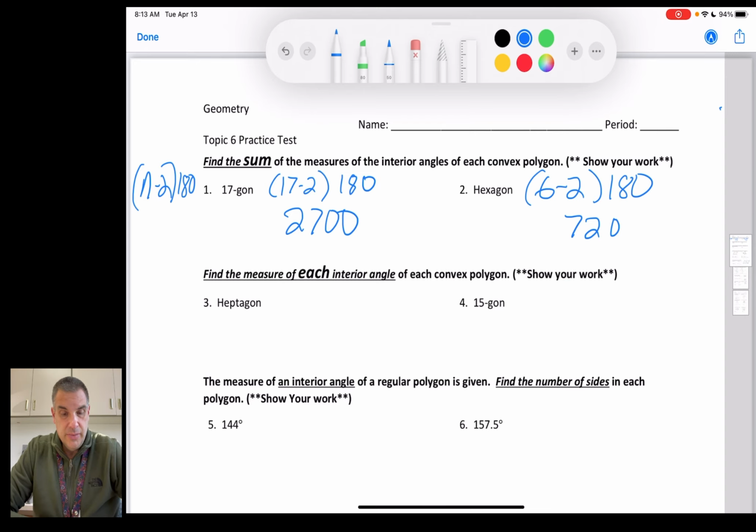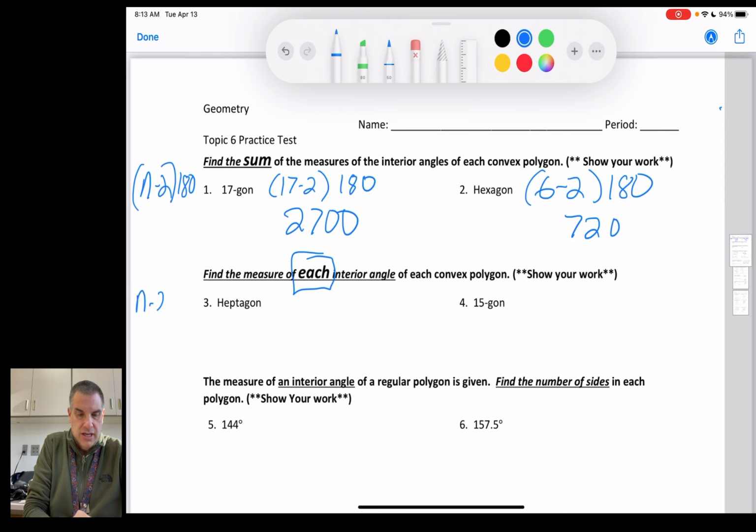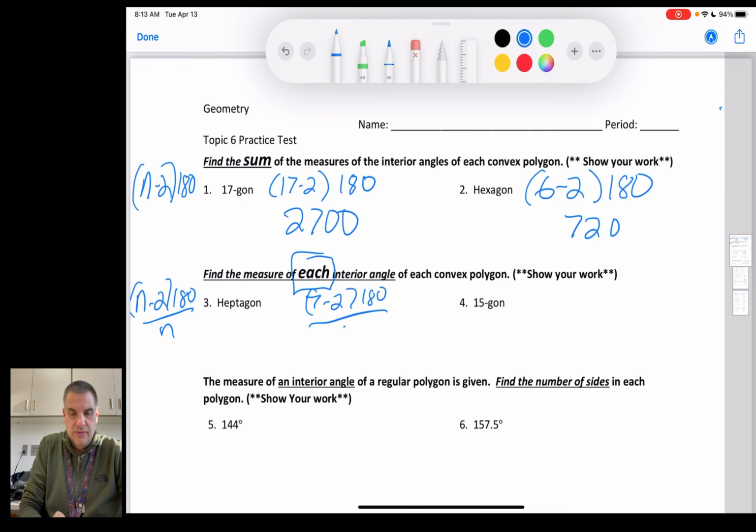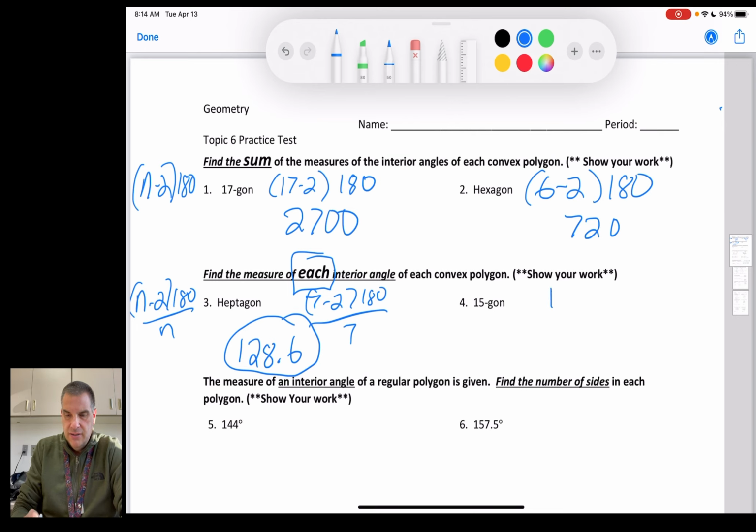Next one says, find the measures of each interior angle of a convex polygon. Show your work. So it says each this time. The formula that we use for each is n minus 2 times 180 divided by n. A heptagon has 7 sides, so 7 minus 2 times 180, and we're going to divide it by 7. So do the top first. 7 minus 2 is 5, so 5 times 180, 900. Divide that by 7, you get 128.6 for interior.